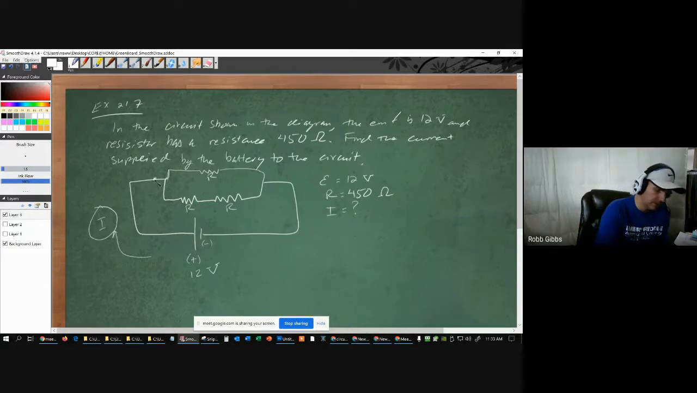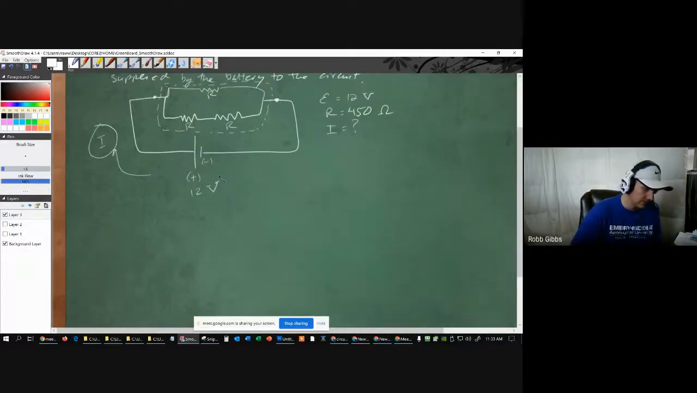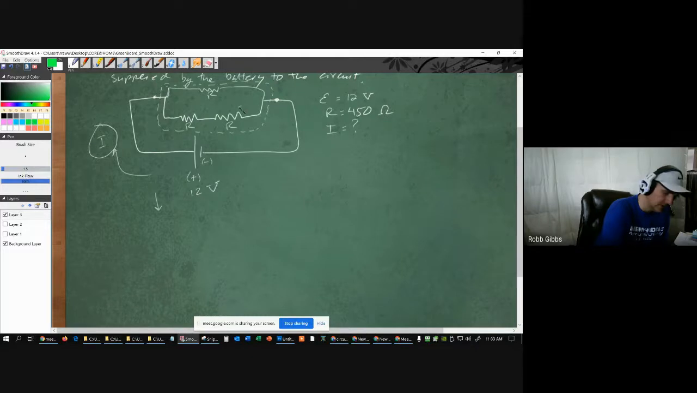If you take this point here and this point here, it's as if this circuit element is in series with the battery, but that circuit element itself is a parallel circuit. So we need to find the total resistance of the parallel circuit. We'll reduce the circuit in two stages. First, we're going to combine these two into one resistance.